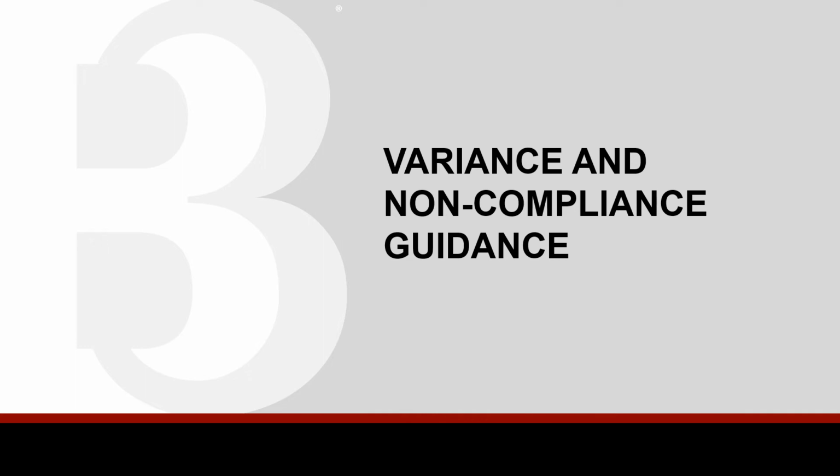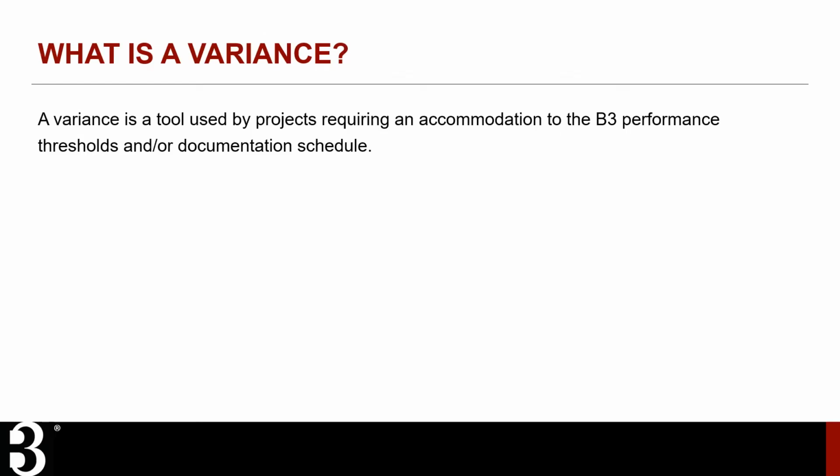For our final topic, we'll cover variances in greater detail. Variances play an important role in the B3 guidelines to address unique project constraints. The B3 guidelines differ from other rating systems in that it primarily consists of a set of required measures for all projects rather than a menu of optional sustainability strategies. Due to the variability of B3 projects, some might require adaptations to the performance thresholds and/or documentation schedule. So the B3 guidelines allow for the use of variances to provide this accommodation under certain circumstances.